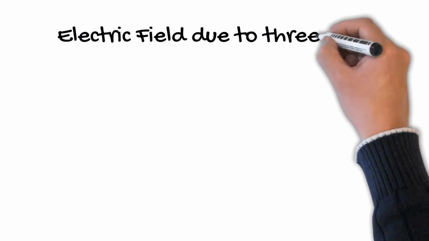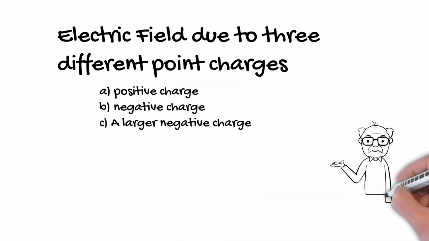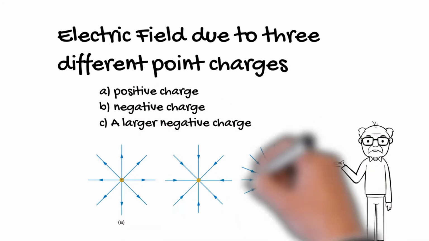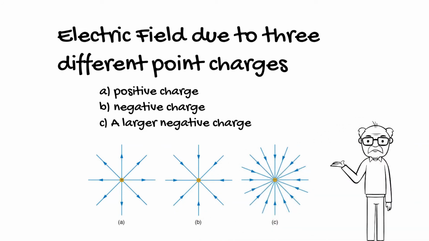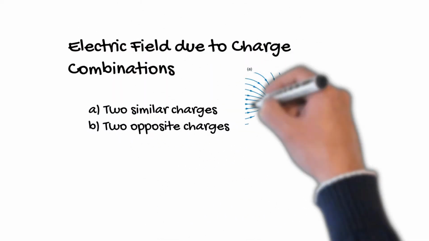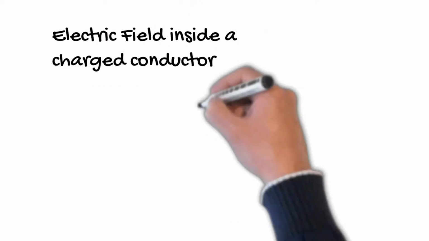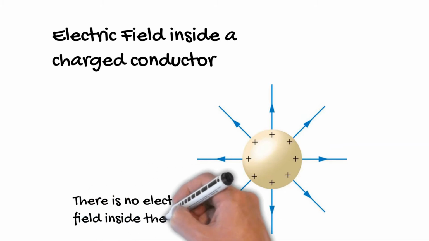The electric field is represented by lines, and if it's a positive charge, the electric lines go away. If it's a negative charge, they come towards it. And if the charge is bigger, then there are more lines, as you can see. So if you have a combination of two similar charges, then the field lines are repelled, going away. But if it's opposite charges, then the lines go from the positive to the negative. And inside a charged conductor, there is no electric field.